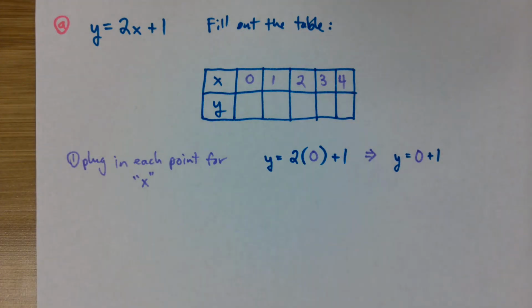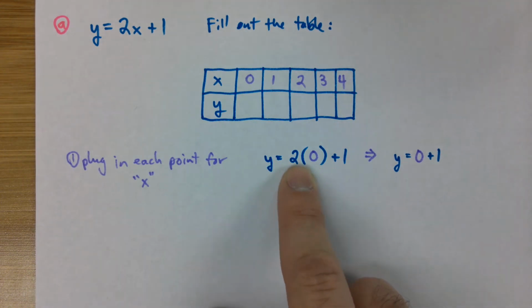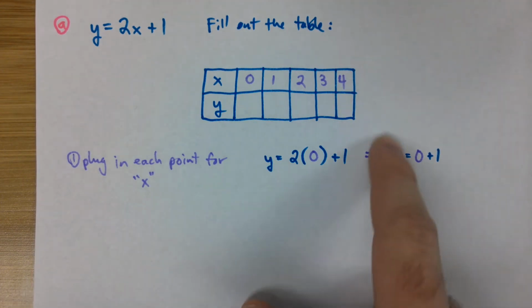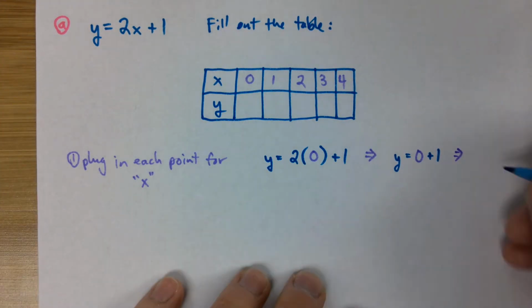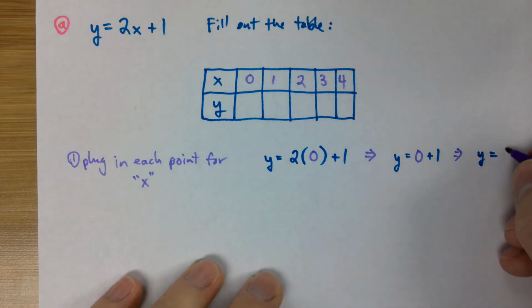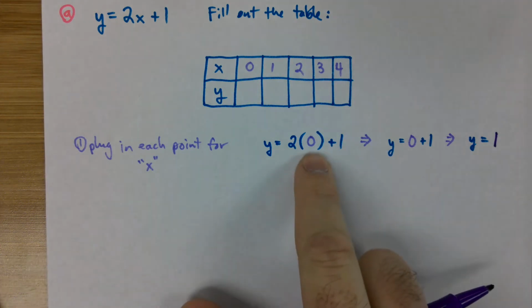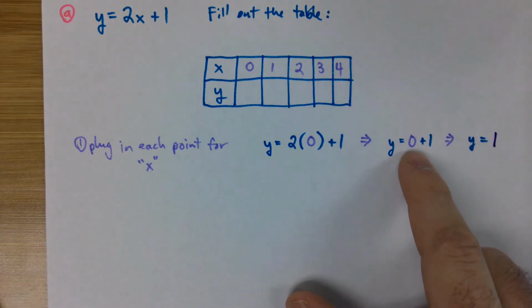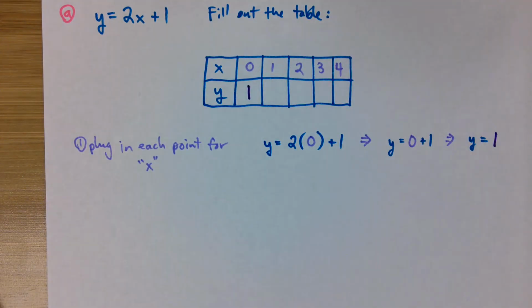Oh, there it is. So we plugged it in for x. We multiplied 2 times 0 and got 0. Now we just have to add up 0 and 1. What's 0 plus 1? 1, right? So we plugged in 0, multiplied 2 times 0, and then added 0 plus 1. Now we've got our y value when x is equal to 0.